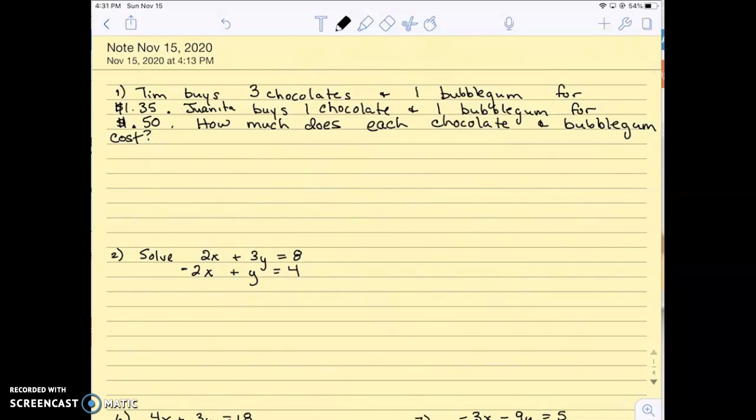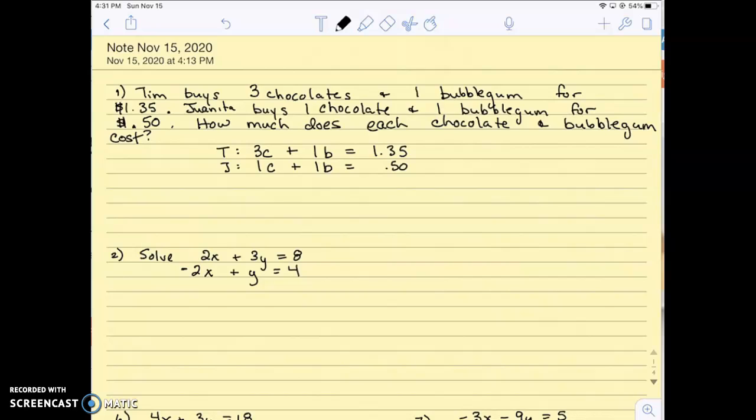So Tim buys 3 chocolates and 1 bubble gum for $1.35. Juanita buys 1 chocolate and 1 bubble gum for 50 cents. How much does each chocolate and bubble gum cost? So what I want to see you do is say Tim, right? Because Tim's the first one. 3 chocolates and 1 bubble gum is $1.35. Juanita has 1 chocolate and 1 bubble gum for 50 cents.